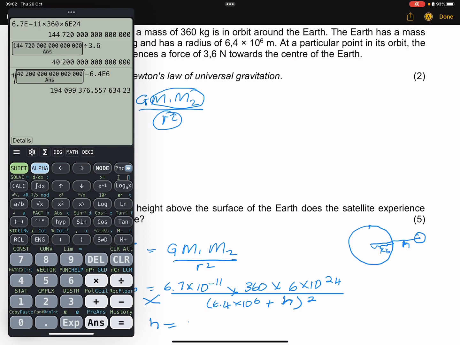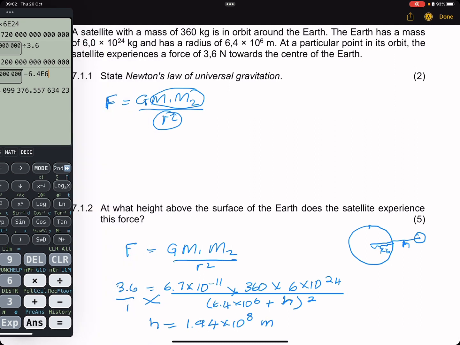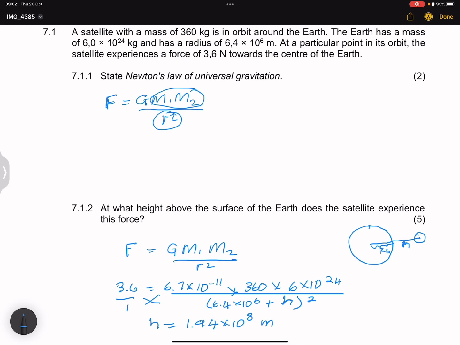Yeah, so I get 1.94 times 10 to the exponent 8 meters, right? That would be the answer that I get. Please just verify it for me. But nonetheless, we have done the right thing in terms of setting up the equation, right? All that's left for us to do is to work through those mathematical gymnastics.